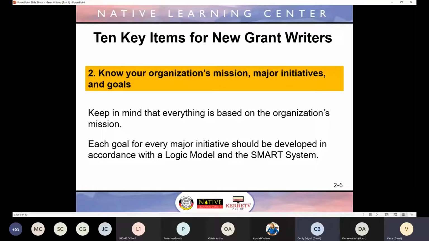The second sentence there: keep in mind that everything is based on the organization's mission. This gets particularly important when you start providing or potentially providing products and services. You've got to make sure that any service that you provide or any product that you might sell is tied back to the mission.